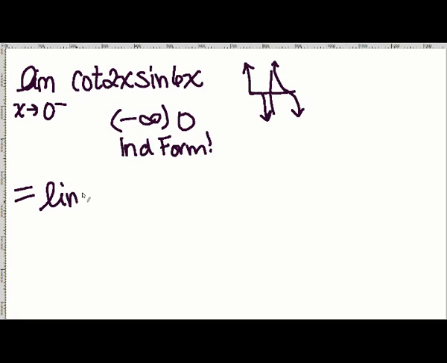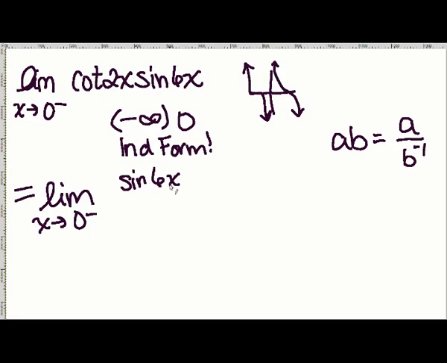I know that a times b is the same as a over 1 over b. And so maybe I'll flip the cotan. So I'll leave the sine 6x in the numerator. 1 over cotan is the same as tan. So in the denominator I have tan of 2x.